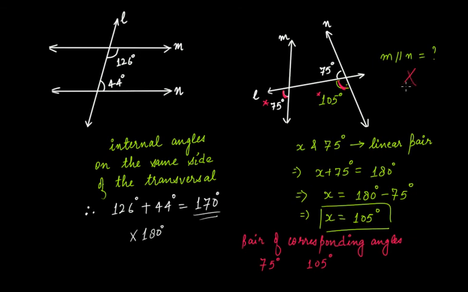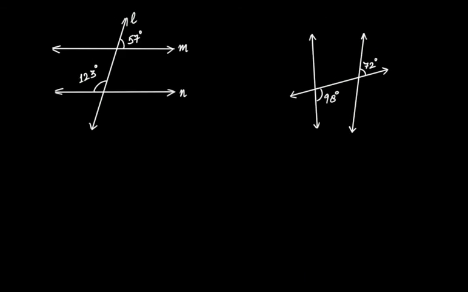When would they have been parallel? When this angle and this angle, both these two angles, would have been of the same value. At that time, we would have said, yes, they are parallel. In this case, we have lines M and N, and you have to tell whether M is parallel to N or not. L is a transversal.